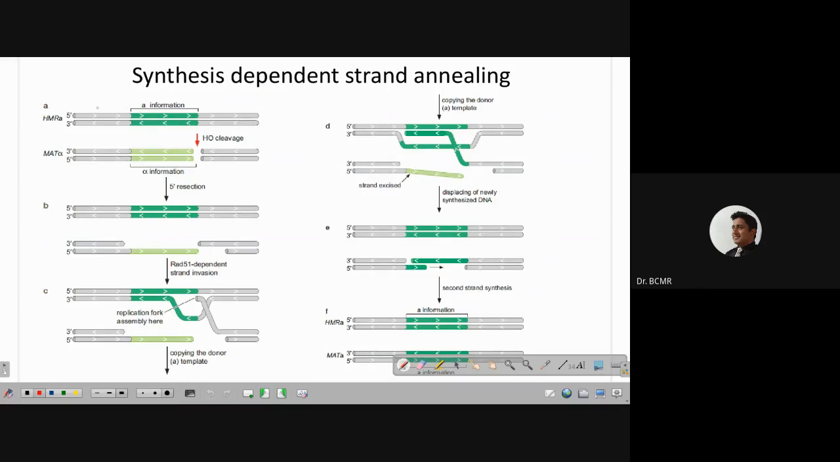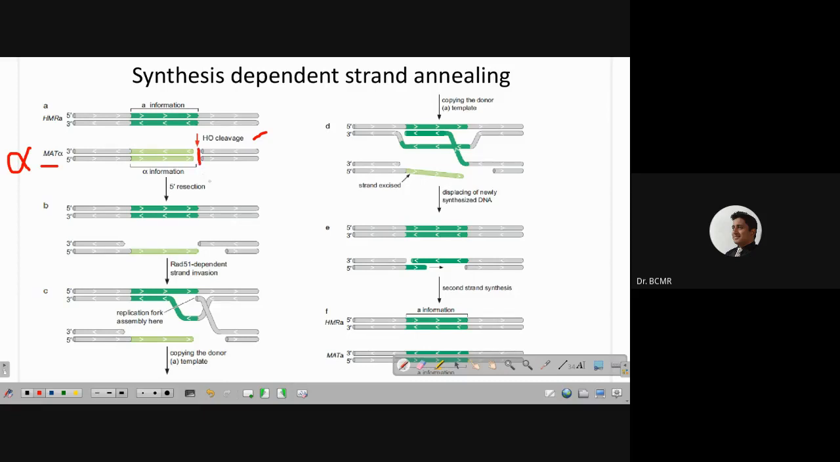So the first thing is, we are assuming the cell has mat alpha, which means the cell is actually in alpha, because mat is the only one that is being expressed. There is a protein called HO endonuclease, which will cleave the DNA here. That happens in the mat locus. So at one of the borders of the alpha region, you have the cleavage like this.